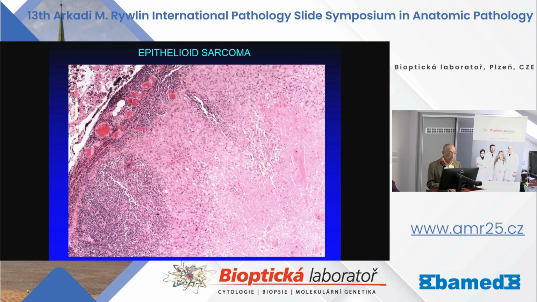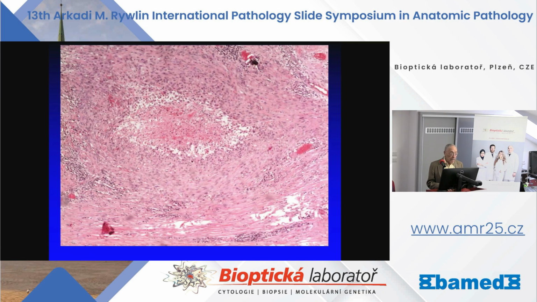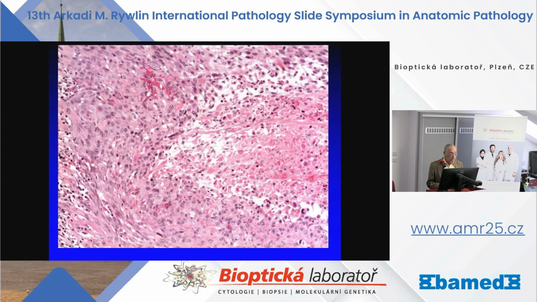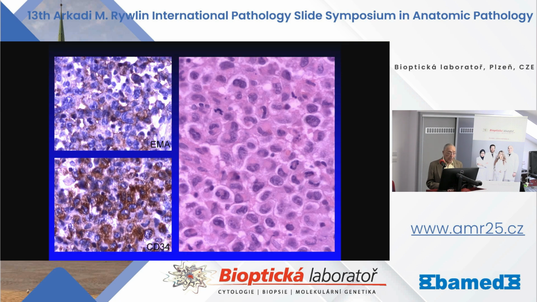Here's an example of an epithelioid sarcoma. It's a central necrosis surrounded by epithelioid cells that can look like a granuloma. Here's another picture of the same entity. And the proximal type has the rhabdoid appearance. And is positive for cytokeratin and EMA.